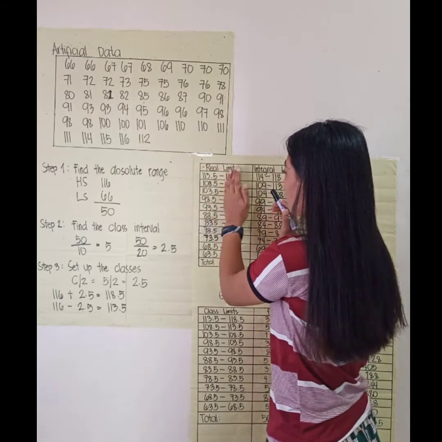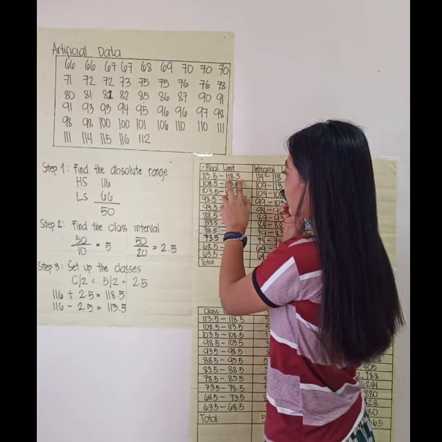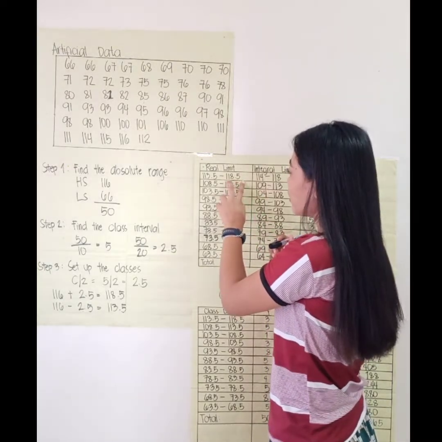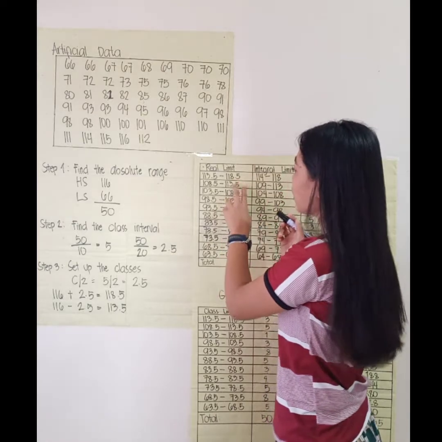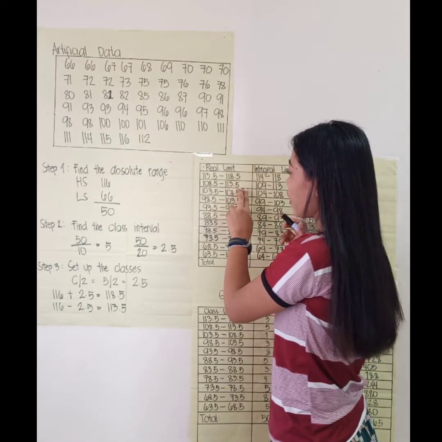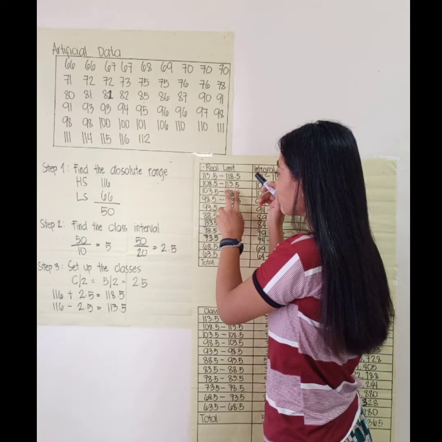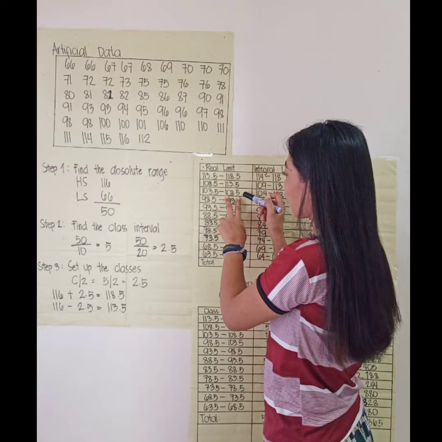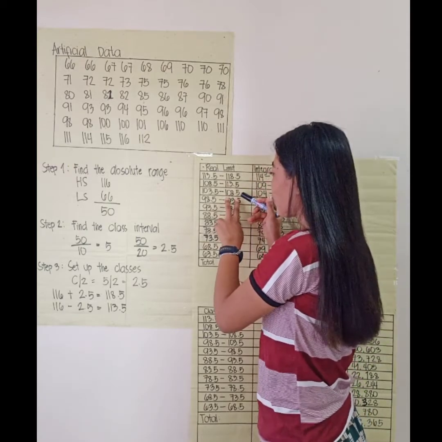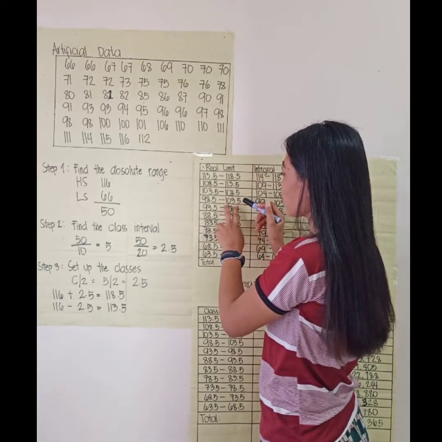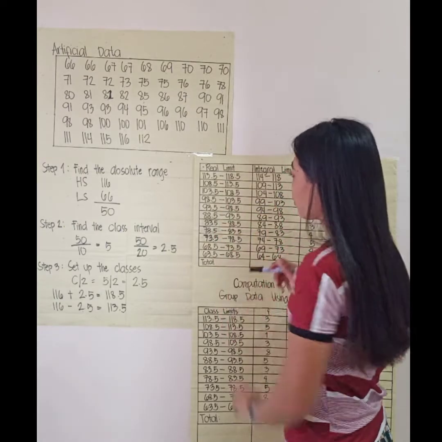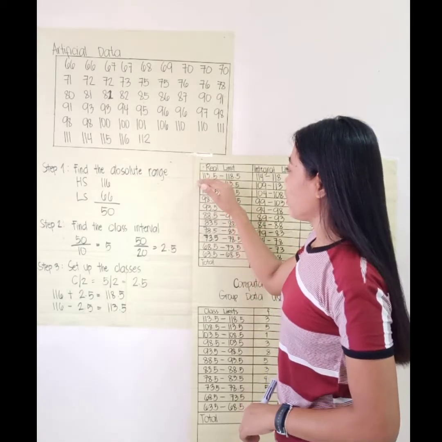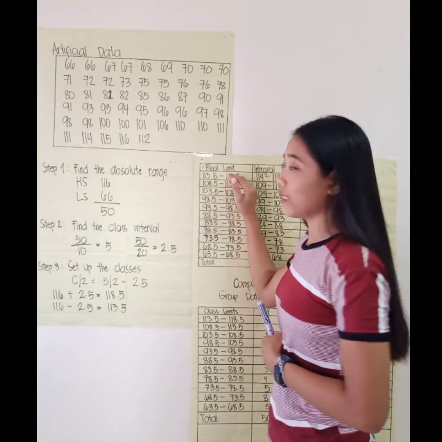Next, in our higher class limit, we have 118.5. Let's subtract 5. 118.5 minus 5, the result is 113.5. Then 113.5 minus 5, the result is 108.5. Next, 108.5 minus 5, the result is 103.5, and so on and so forth. Just subtract 5 in each lower or higher limit.